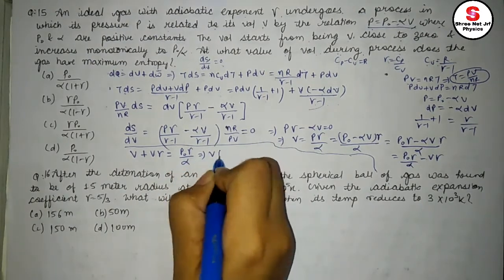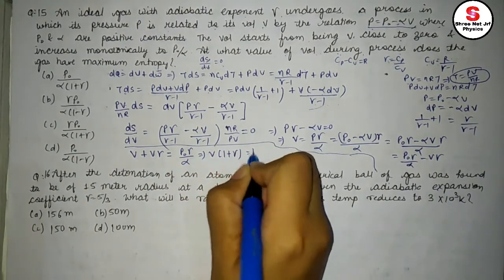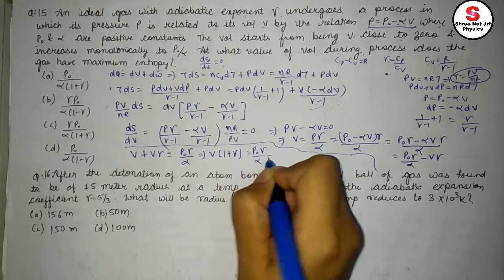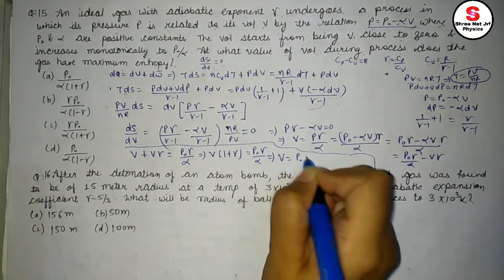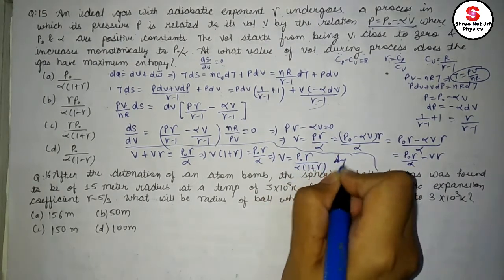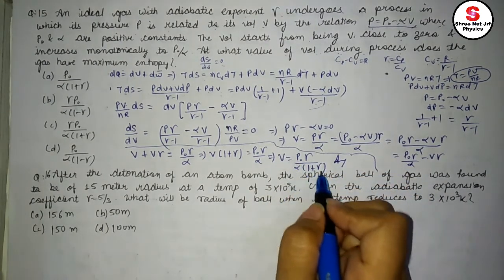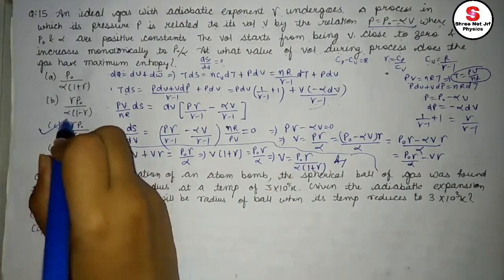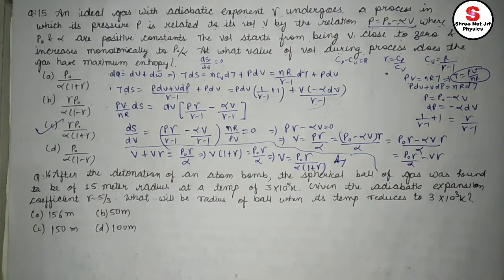If I take V common, it is 1 plus gamma equals P naught gamma divided by alpha. That means volume V equals P naught gamma divided by alpha (1 plus gamma). It is our answer. Okay, option C is matching. So the answer for the 15th is option number C. I hope it is clear to you.